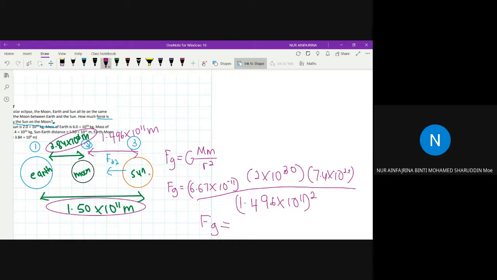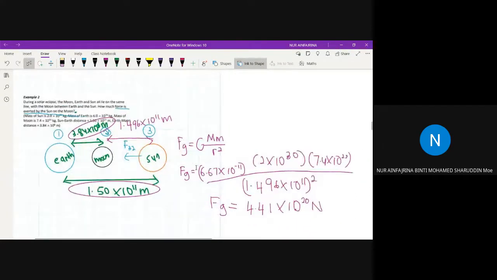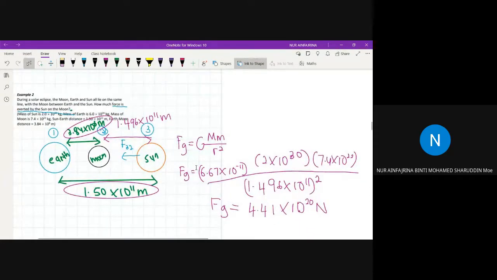Okay, how much do you get? Anyone? 4.41 times 10 to the power of 20 meter. What is the unit? Meter? Newton. Okay, now I give you a few minutes to understand this question. To those already done with example 2, you may proceed with example 3.